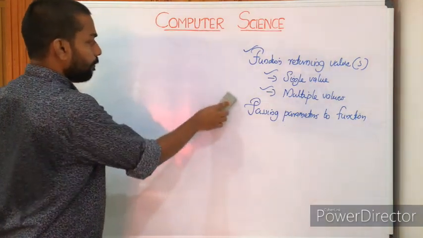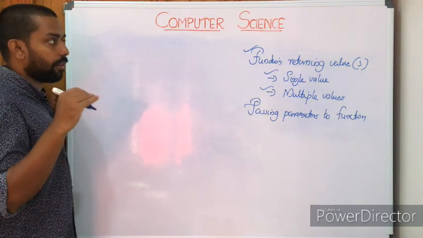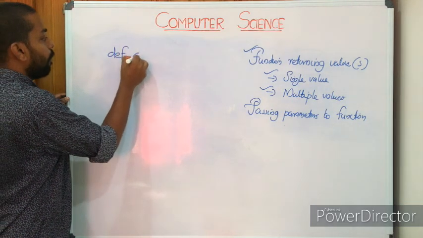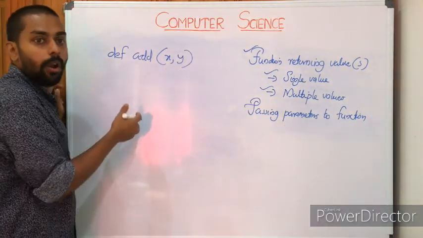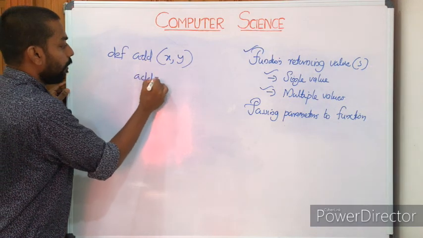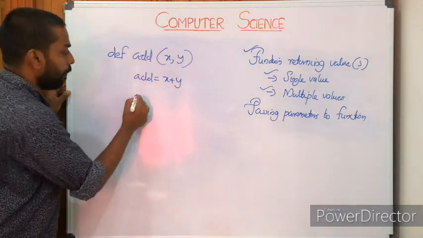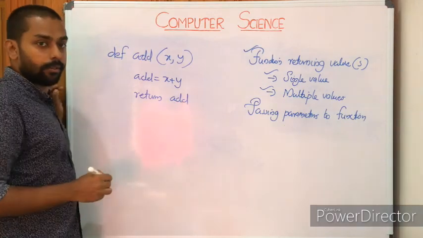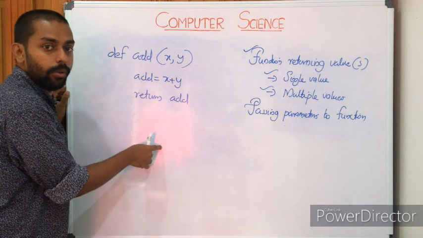With the help of an example, we can define a function used to add two numbers. So how? def add, x comma y. Then what should be the function body? add equal to x plus y. Then we can return add. Actually, this returns the control or the value to the calling function.